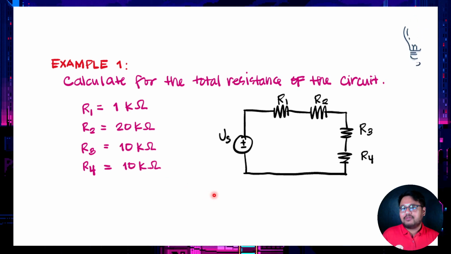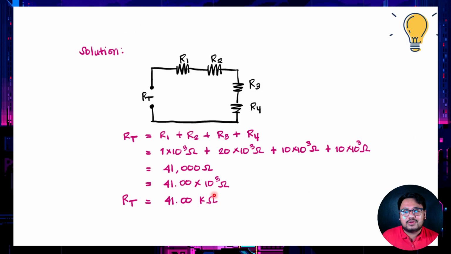So we have to convert them first to ohms. Using unit prefixes, we have times 10 raised to 3 for kilo. So in the solution, R1 plus R2 plus R3 plus R4, you have 1 times 10 raised to 3 ohms, plus 20 times 10 raised to 3 ohms, plus 10 times 10 raised to 3 ohms, plus 10 times 10 raised to 3 ohms. We now have 41,000, or we could translate it better: 41 times 10 raised to 3 ohms, or 41 kilo ohms. So this is now our final answer.